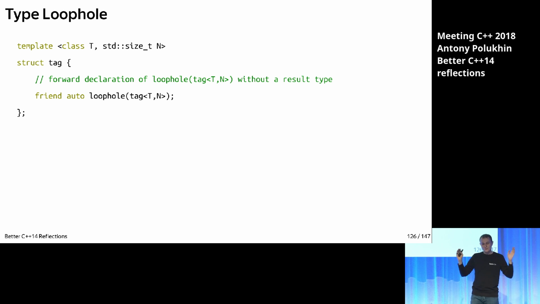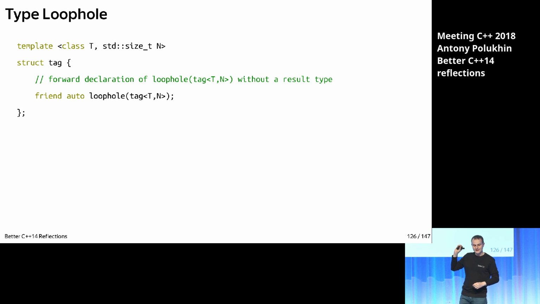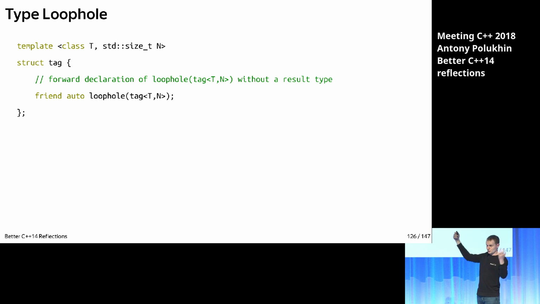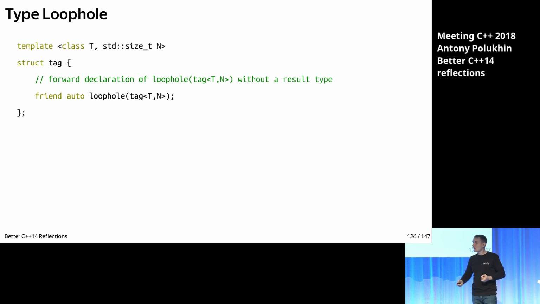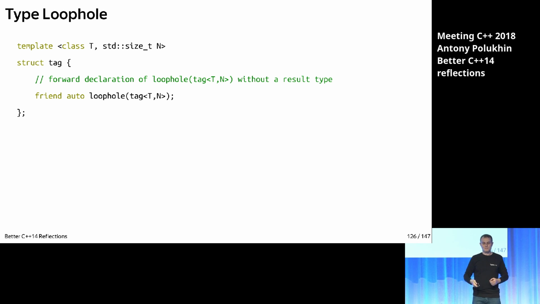So, we've got a structure tag. And inside that structure, we've got a friend function named loophole. That tag accepts two template parameters. First template parameter is a user-provided structure. Second template parameter is a field we're interested in. This just forward declares some loophole function without a result type.